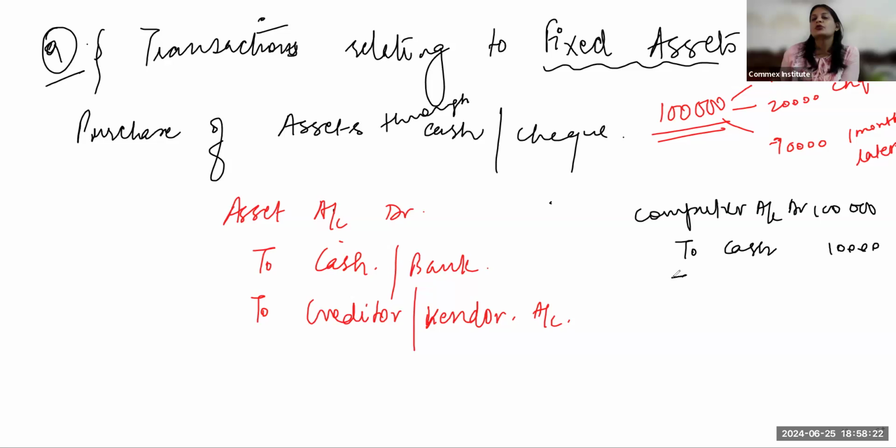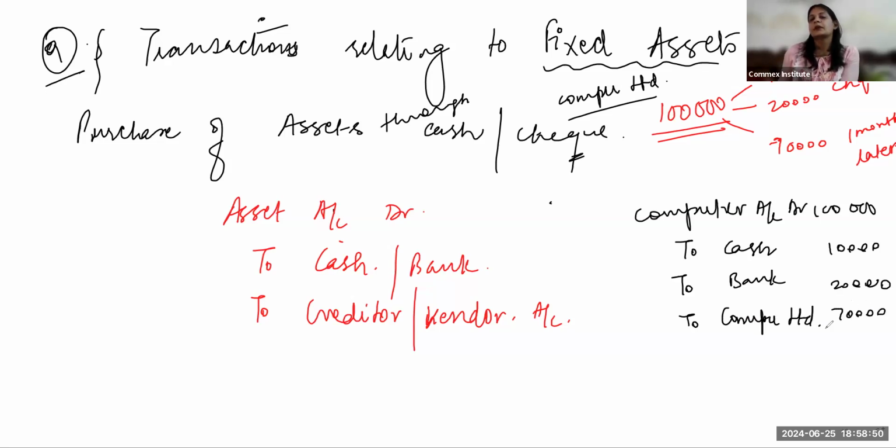10,000 to cash, and suppose I'm purchasing it from a person named Compu Limited. From Compu Limited, I'm purchasing it, to bank 20,000. And the remaining, he becomes a vendor. The vendor name is Compu Limited, 70,000. So the name of the vendor will be credited. So he'll become a creditor basically.